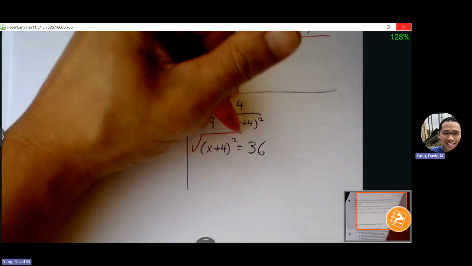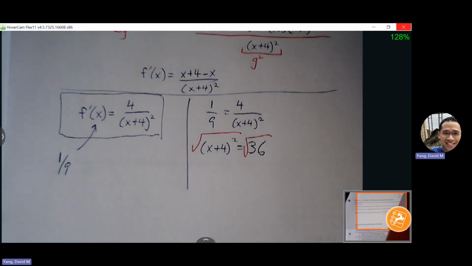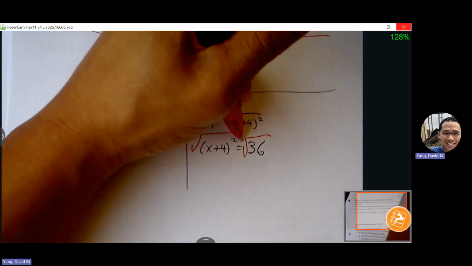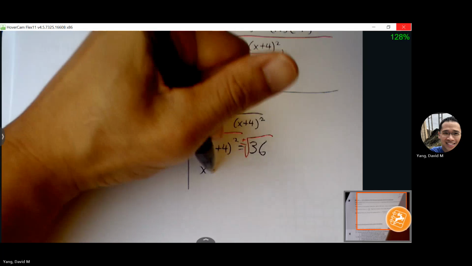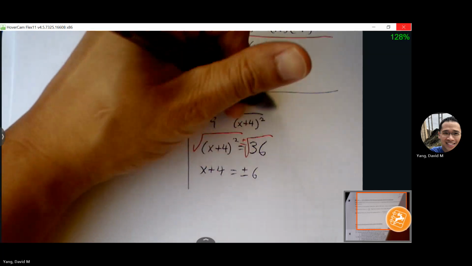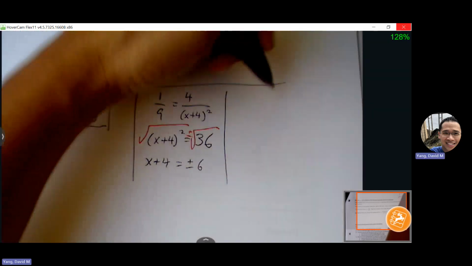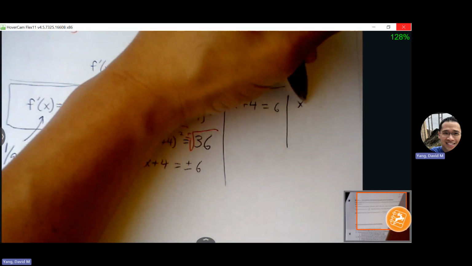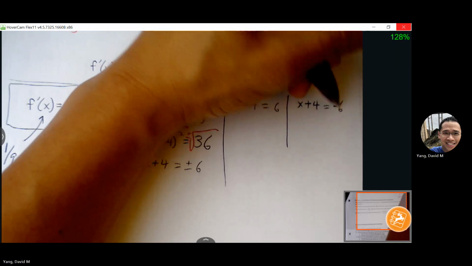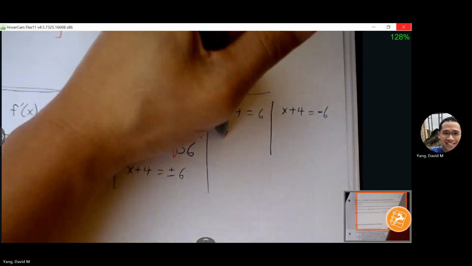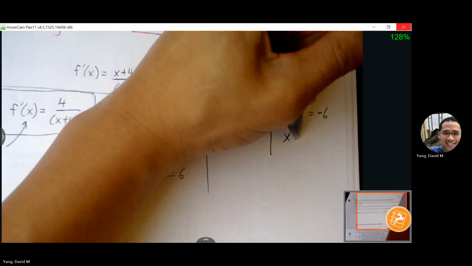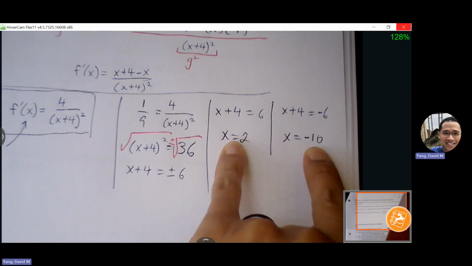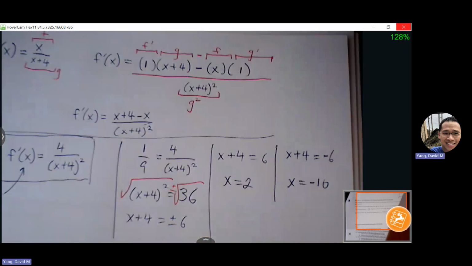Take the square root. What's going to happen though if I take the square root of both sides of an equation? What's going to pop up? Plus or minus, yeah. So I've got to do this equation twice, right? I have two separate solutions here. So there's an x plus 4 equals 6, and there's also an x plus 4 equals -6. So there are actually two locations on this graph where there's a slope of 1/9.